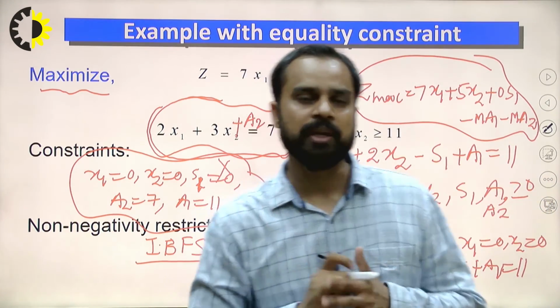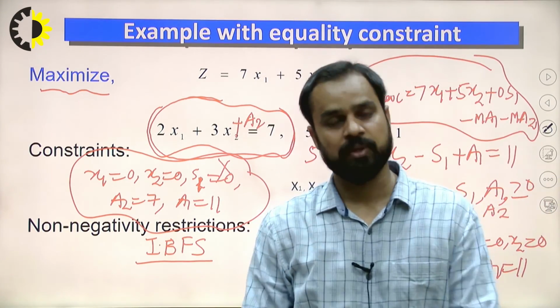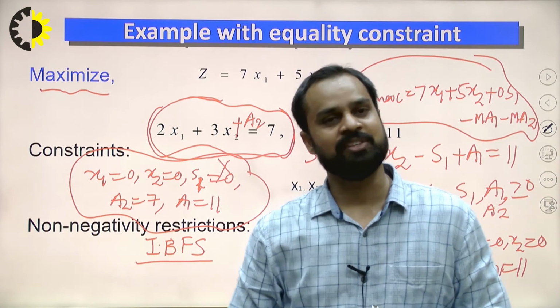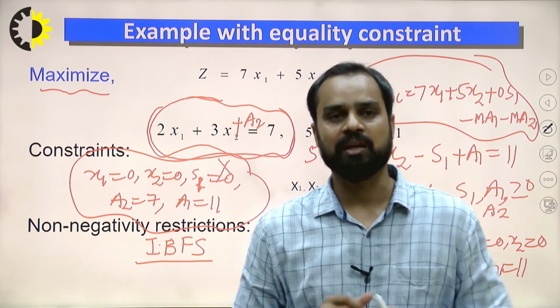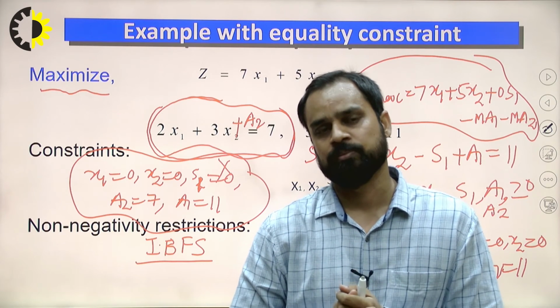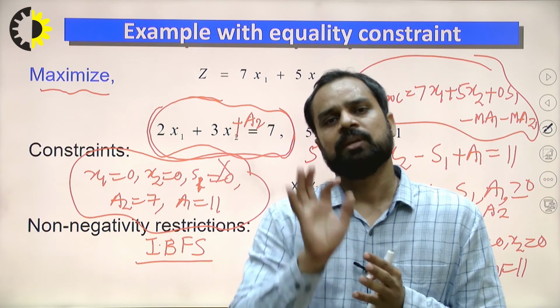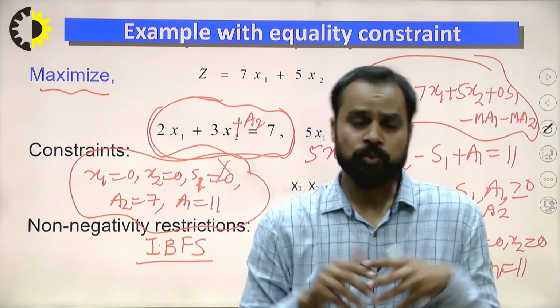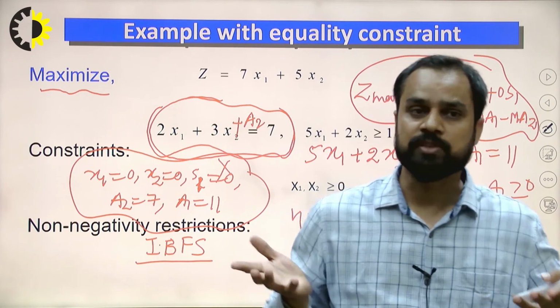So are you getting my point? If the constraint is of equality type, still we have to introduce the artificial variable. If I am not introducing the artificial variable, I am unable to find out the initial basic feasible solution. And the artificial variable has significance in the problem only so that we are able to find out the initial basic feasible solution.